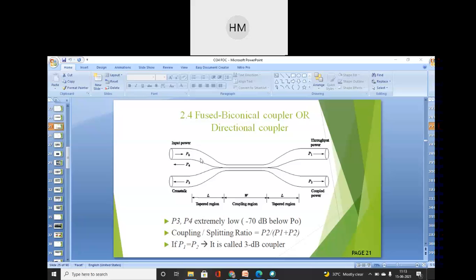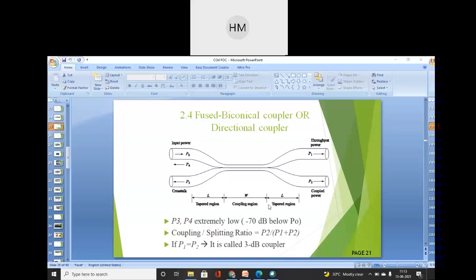So P0 is the input power. P1 is the throughput power, the output power. P2 is the coupled power, because we have coupled these optical fibers. This is my coupling region and this is my tapered region. P3 is the reflected light back, so this is the crosstalk power generated. P3, P4 are extremely low.